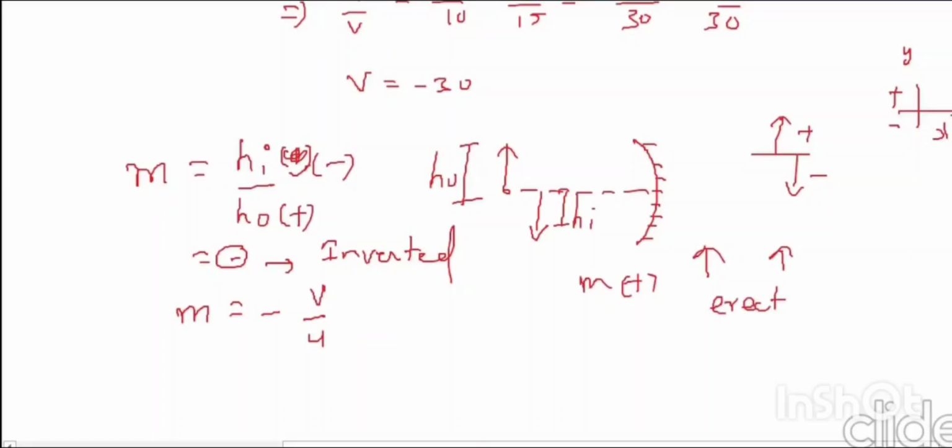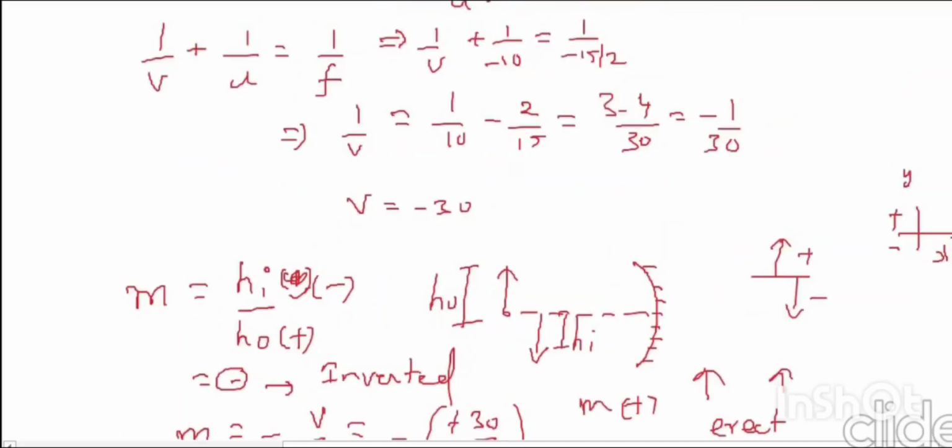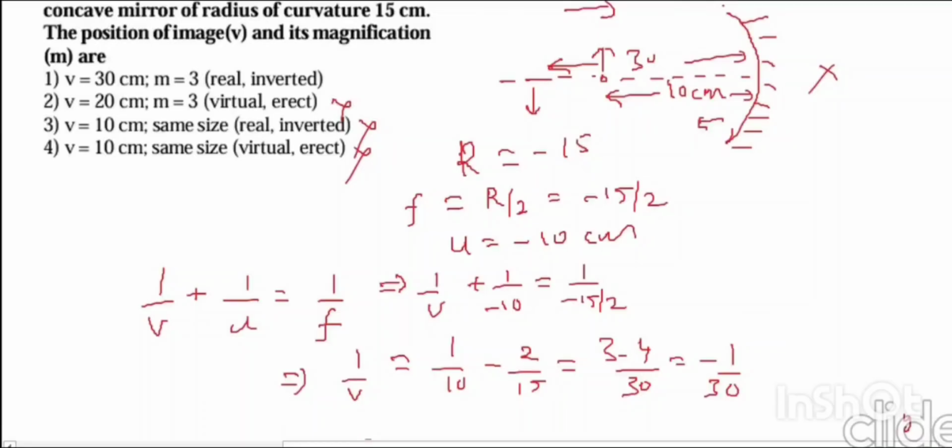In our case, we got v as minus 30, and the object distance was minus 10. So this minus minus is gone, and it is coming minus 3. So 3 is the amount of magnification, and minus indicates it was an inverted image. So it is inverted, and it is real.